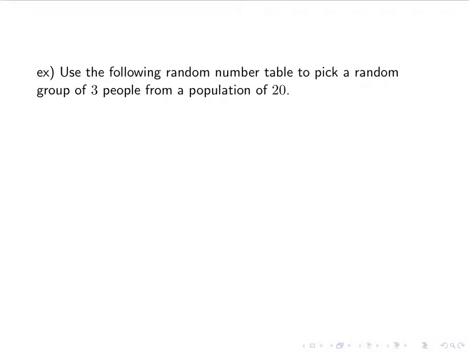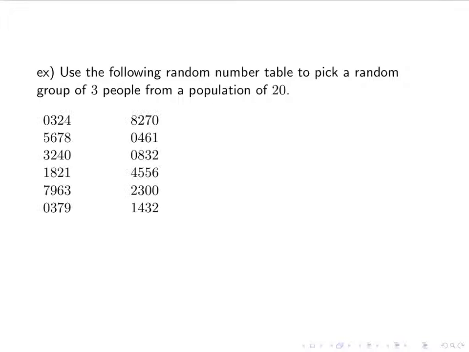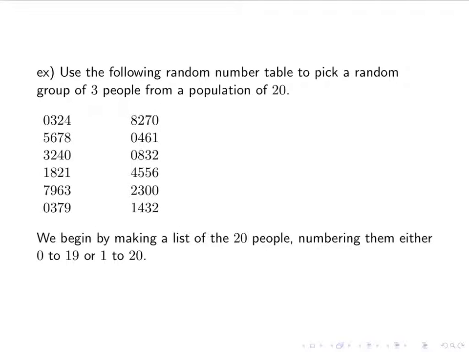So what we're going to do is pretend that we have a population of 20 people, and of that population, we want to choose 3 people. So we have what's called a random number table, and it typically looks like this. It's usually longer, but I'm just showing a piece of it. And we begin by making a list of the 20 people. You can either number them from 0 to 19 or from 1 to 20. Doesn't matter, typically whatever your preference is.